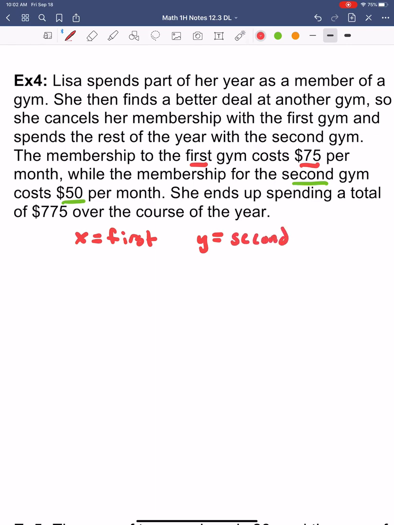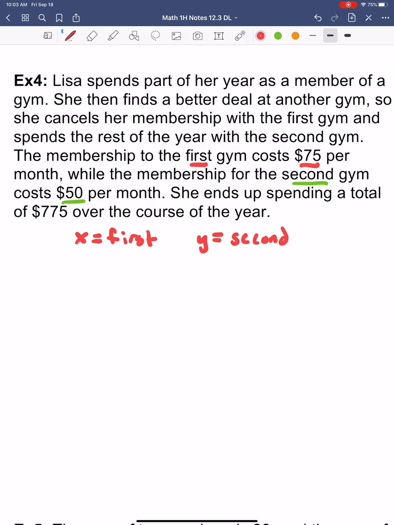Okay. And then it says the membership to the first gym was $75 per month, and the membership to the second gym was $50 per month. So that's kind of your clue that those are going to be your variables, right? Because they have different rates. See how the first gym is 75, second gym is 50. And then she ends up spending a total of $775 over the course of the year.